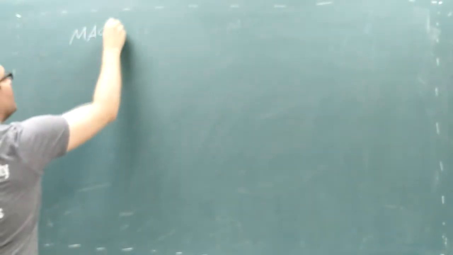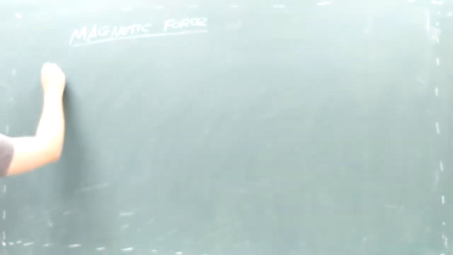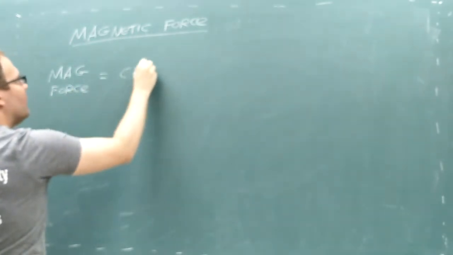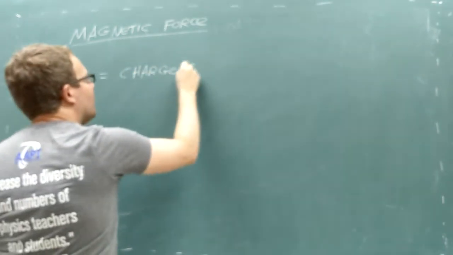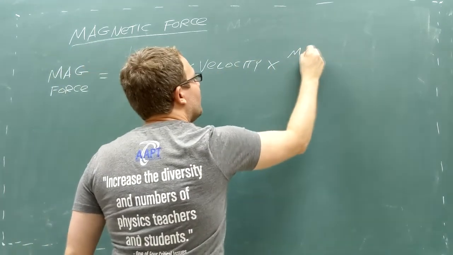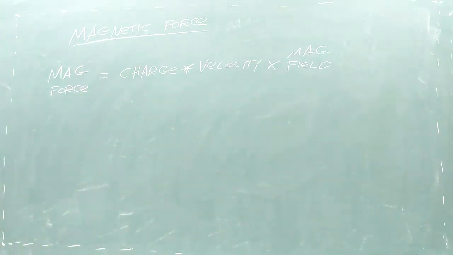Now that we understand how magnetic fields are created, let's take a look at how they influence the motion of charged particles. When a charged particle moves through a magnetic field, it experiences a force equal to its charge times its velocity crossed with the local value of the magnetic field. This means that a particle with no charge, like a neutron, will not feel any magnetic force, and neither will a charged particle with zero velocity.